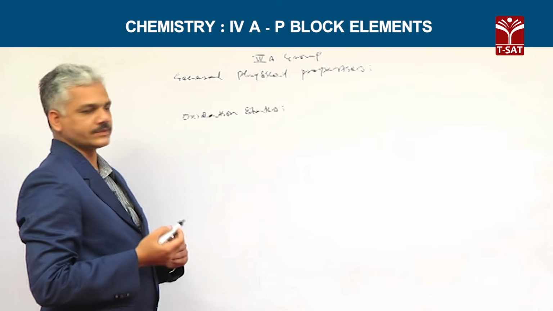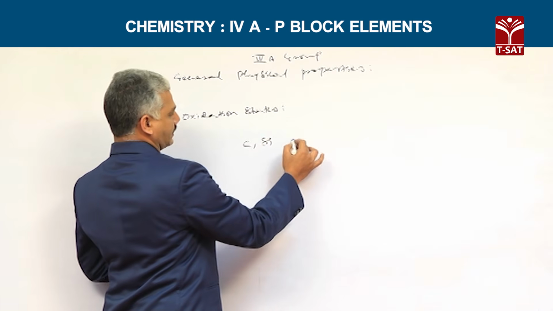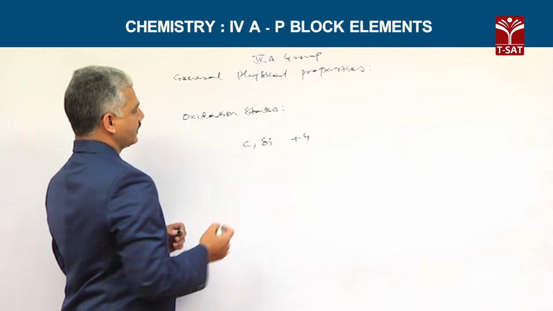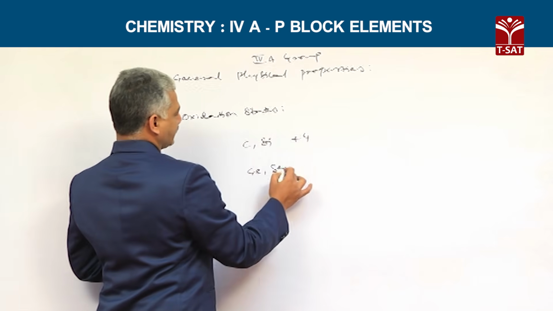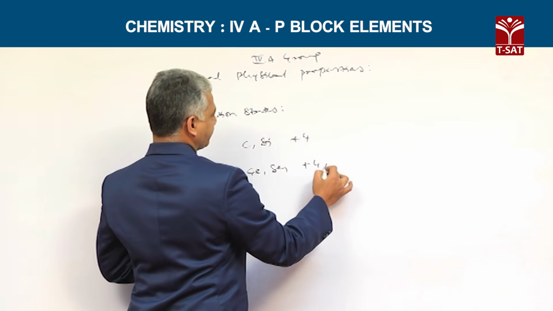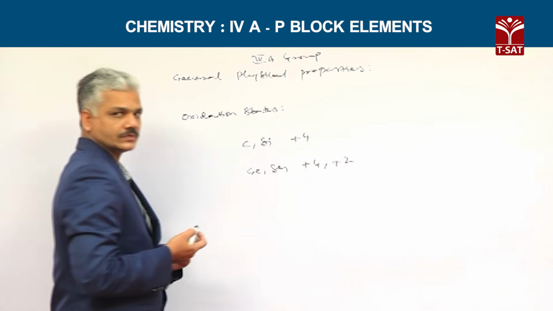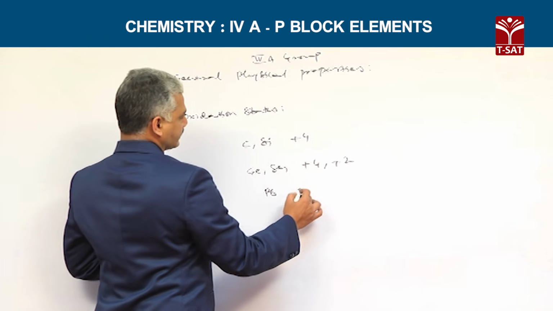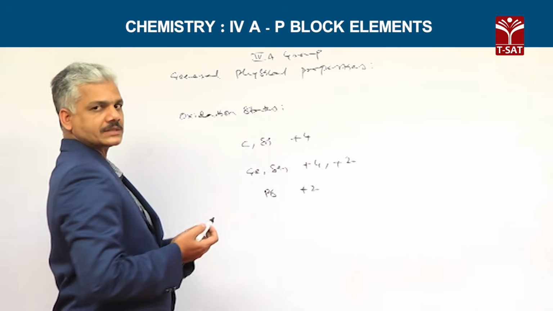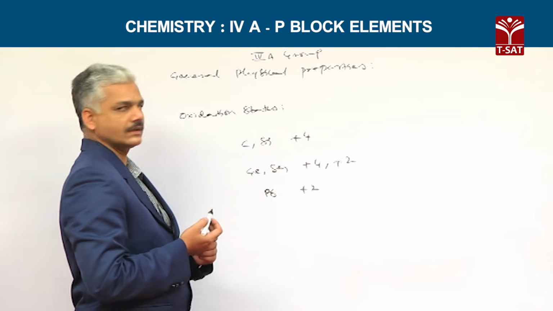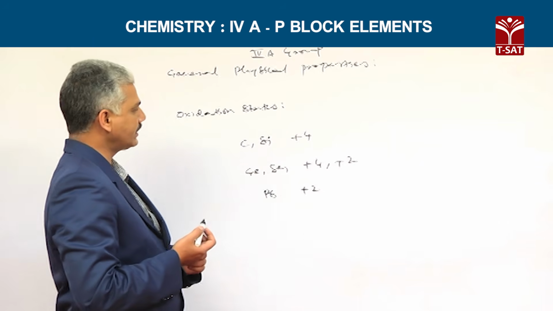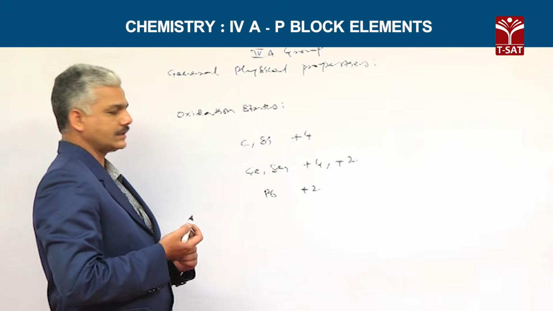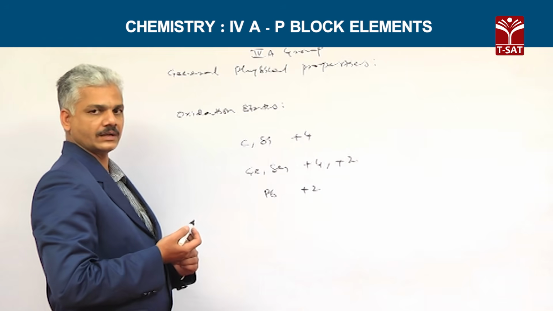Oxidation state values. Carbon and silicon exhibit a common oxidation state of +4, while germanium and tin exhibit both +4 as well as +2 oxidation state values. Lead shows only the +2 oxidation state. That means oxidation state values are decreasing from +4 to +2 down the group. The reason is the inert pair effect.